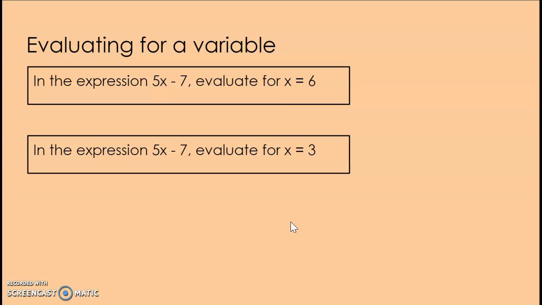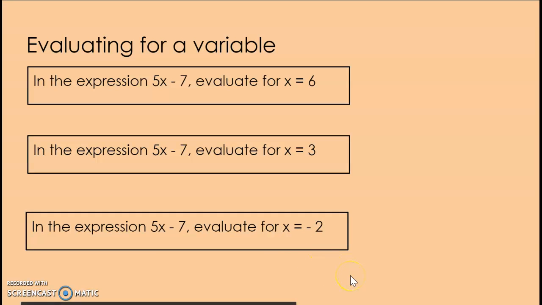In the expression 5x minus 7, evaluate for x equals 3. So it's the same expression, you're just putting in a different value for x. In the expression 5x minus 7, evaluate for x equals -2. Don't forget the negative.